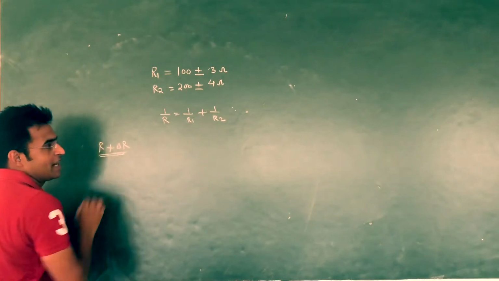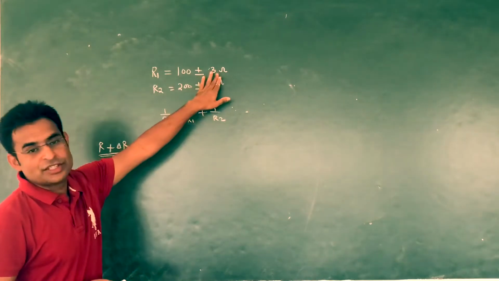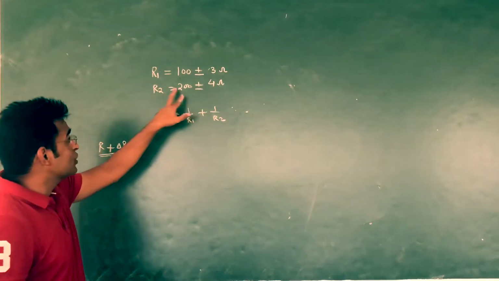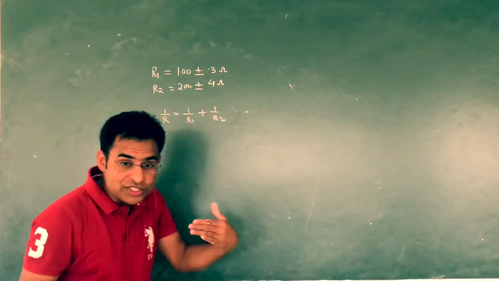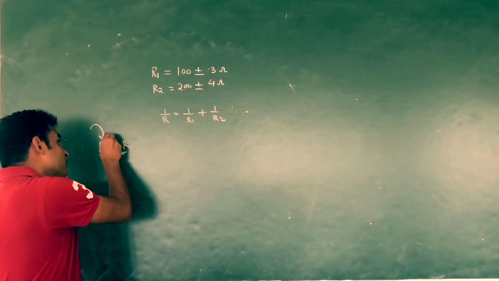This thing they are asking, R plus delta R. So R1 is equal to 100 plus 3 ohm, means 100 is R1 and 3 ohm is error. R2 is equal to 200 plus 4 ohm, it means 200 is R2 and 4 is what? Error. Now after taking combination they are asking R plus error.